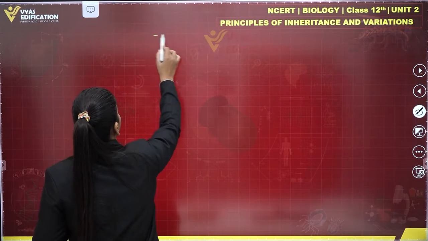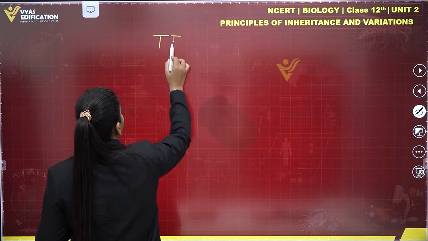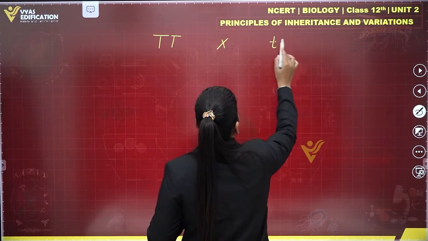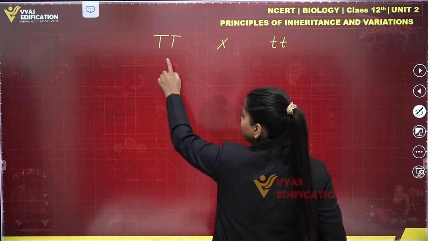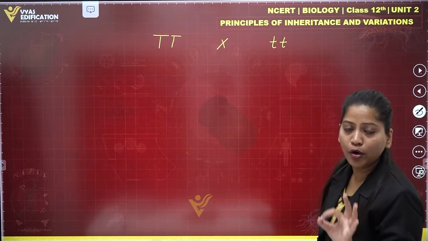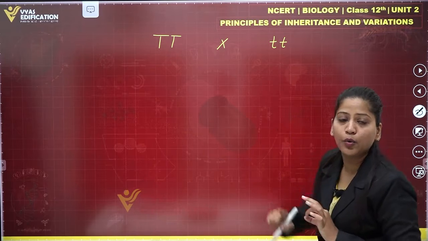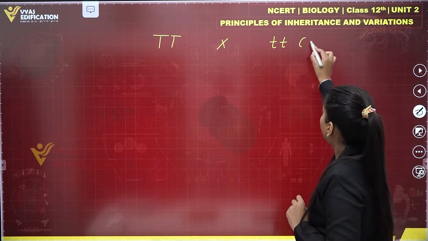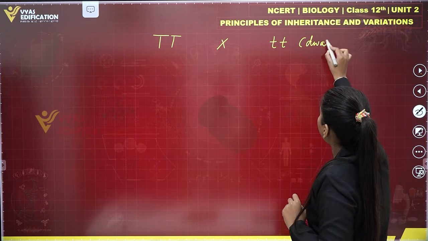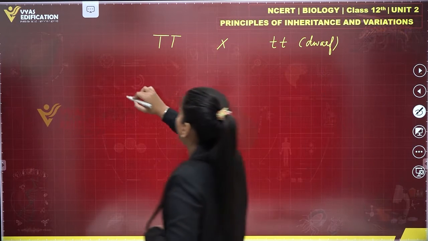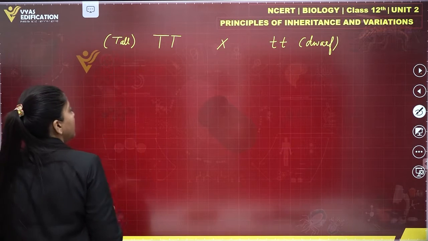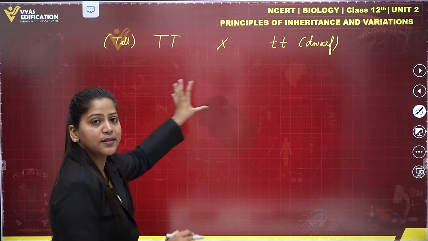We know that Mendel crossed a homozygous tall-heighted plant with a homozygous dwarf plant. This is the homozygous, pure tall plant, and this is the pure dwarf plant with the homozygous condition as small t. So now I am writing it as dwarf because this is representing the dwarf plant and this is representing the tall plant. What he did, he actually crossed these two plants.